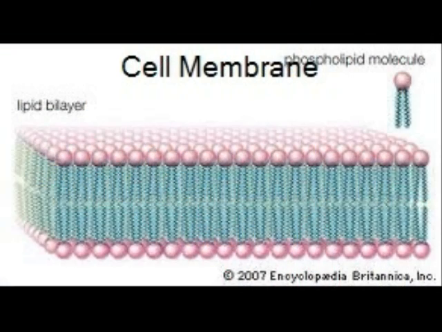The first part of the cell we're learning about is the cell membrane. The membrane is a thin flexible barrier around the cell. The membrane also regulates what enters and leaves the cell like a filter.